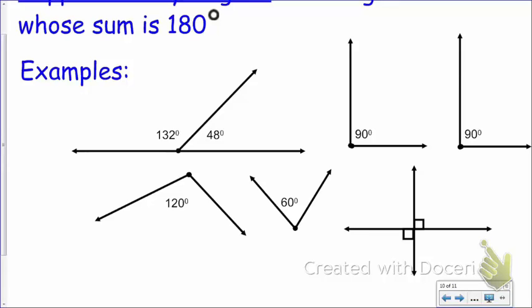Or these two vertical angles. The little box, that's a symbol that means 90 degrees. So these vertical angles are both 90 degrees. So those angles with the boxes, those would be considered supplementary angles.